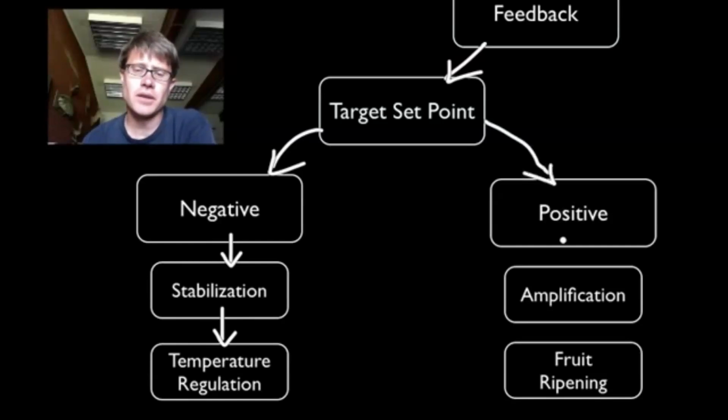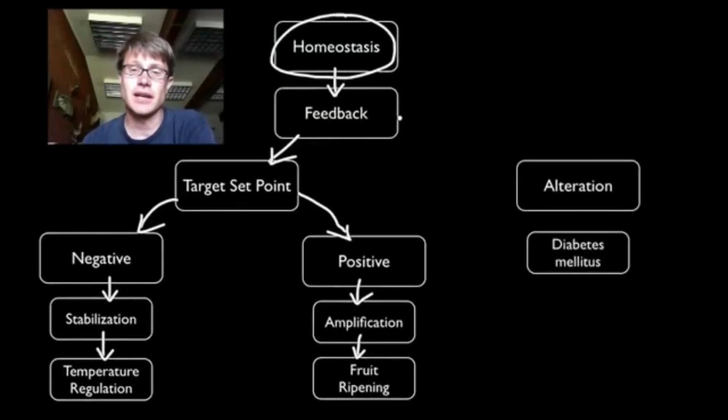In a positive feedback loop, you move away from that target set point, so you amplify that. An example I'll give you is fruit ripening, why all the apples on a tree seem to ripen at the same exact time. Now, with a feedback loop, you can always have mistakes.